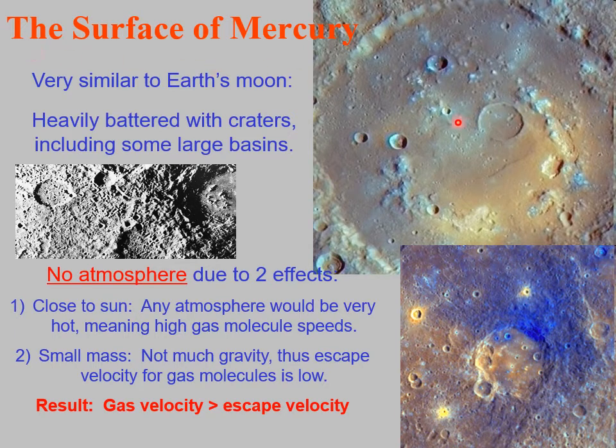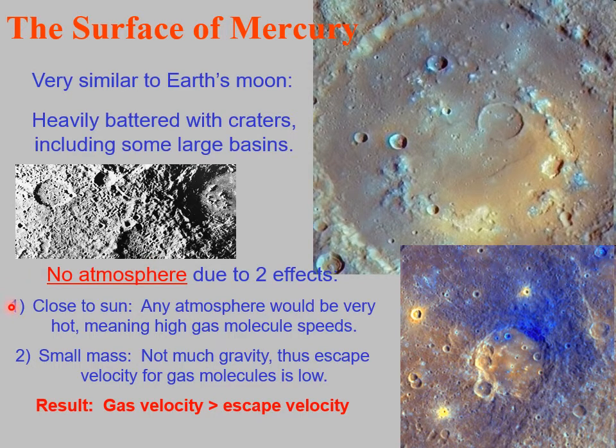Here are some really nice pictures of Mercury's surface taken from various missions. These are unmanned missions that were sent to Mercury to orbit the planet and study it. So you can see the craters very similar to our moon. The other thing that I mentioned before was that Mercury has no atmosphere, and there are two reasons for this.